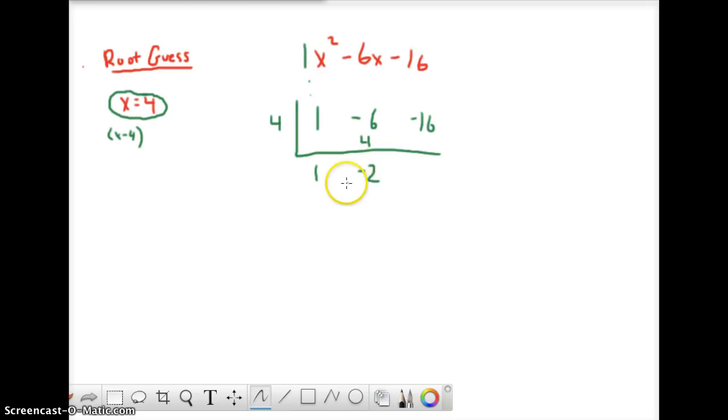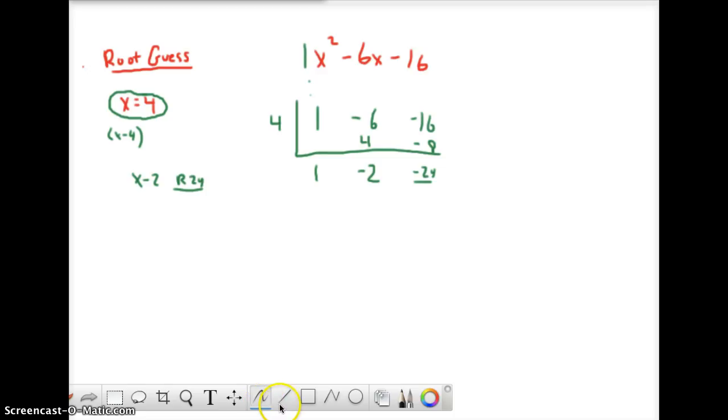Okay? So now what I end up doing is I do 4 times negative 2 and bring it to here. That leaves me with negative 8. And then I am going to subtract, right? So negative 16 minus 8, that's negative 24. So this is the remainder. So when I divided, I got x minus 2, remainder 24. Okay, and because there was a remainder, that means that 4 is not a root of the polynomial.